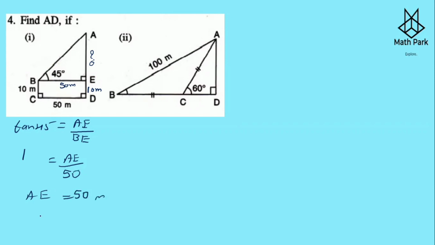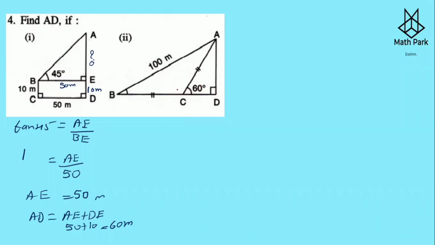And then you are asked to find AD. So AD is equal to AE plus DE, that is 50 plus 10, that is equal to 60 meters. Got it?